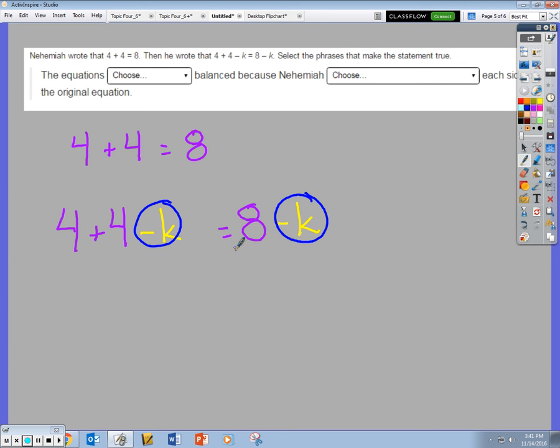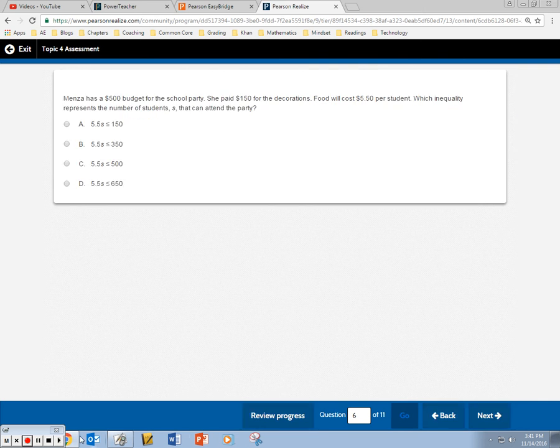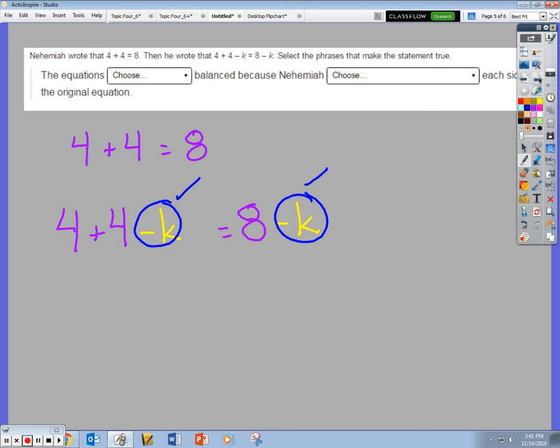I'm subtracting k from both sides. We still have 4 plus 4. We've done it to both sides. So this equation is balanced because he subtracted k from both sides. So if we take a look, the equations are balanced because Nehemiah subtracted k from both sides of the equations. So let's go to the next question, which is the final one I'm going to do right now.